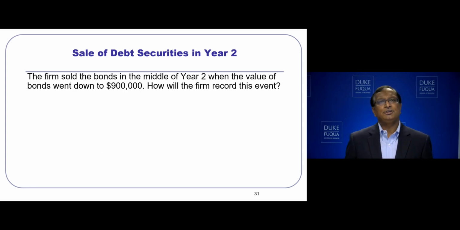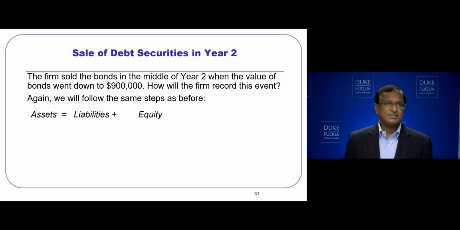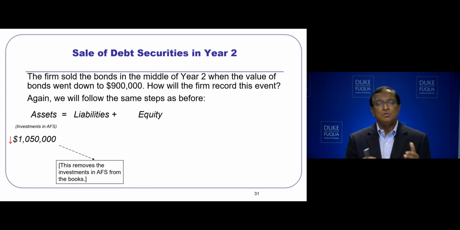Now let's move to year 2. Now the firm sells $900,000, and how will it record this event? The accounting for it is similar, but with a slight twist, because remember, there is AOCI lurking in the background with respect to this asset. So let's take the steps. The first thing is we need to remove the investment from the books. So that's one that you already know.